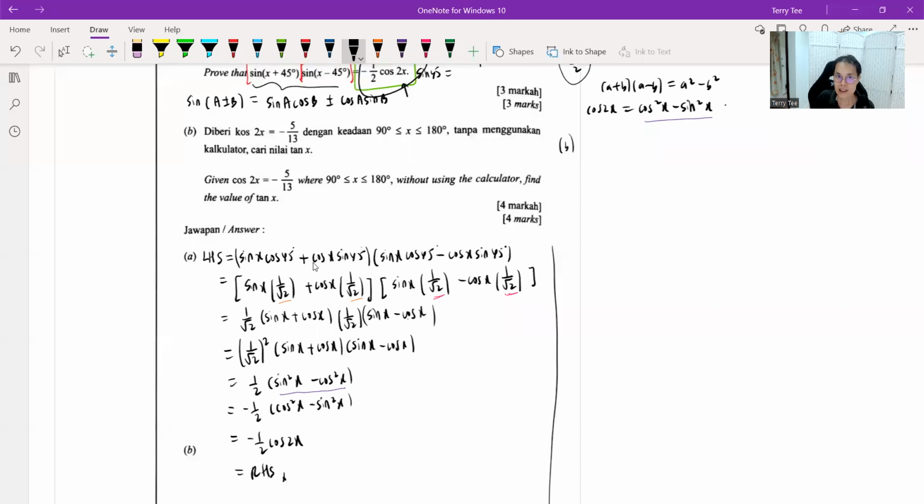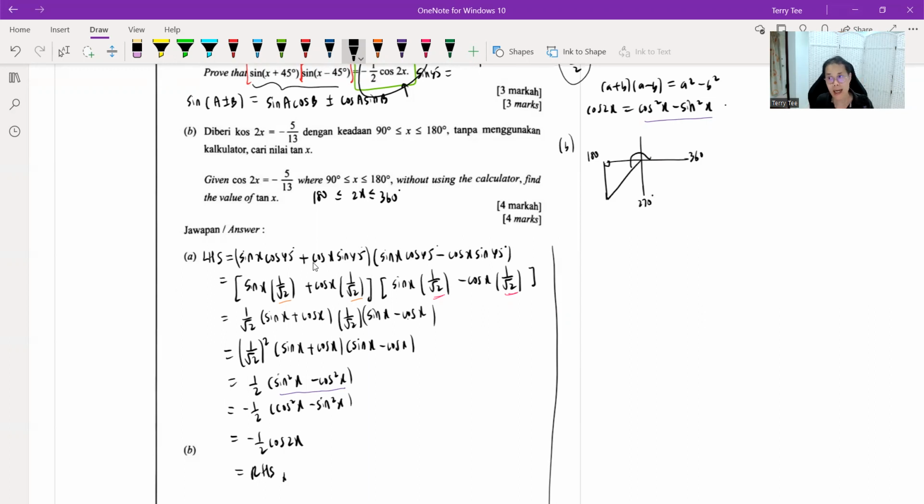Your cos 2x is negative 5 over 13. Now we know x is between 90 and 180, so 2x is between 180 and 360. So I'm going to draw a triangle, but this triangle must be in quadrant number 3. Why so? Because your 2x between 180 and 360 is a reflex angle. 180 is here, 360 is here, 270 here.